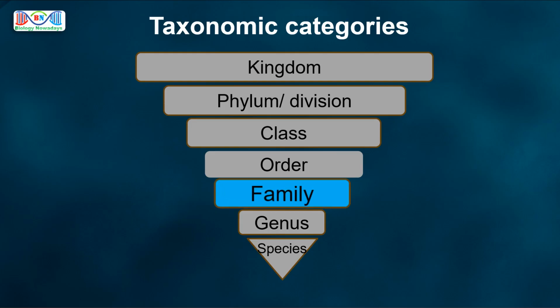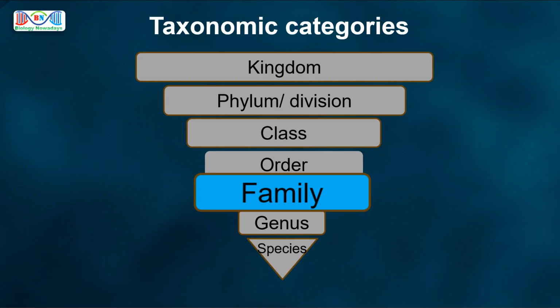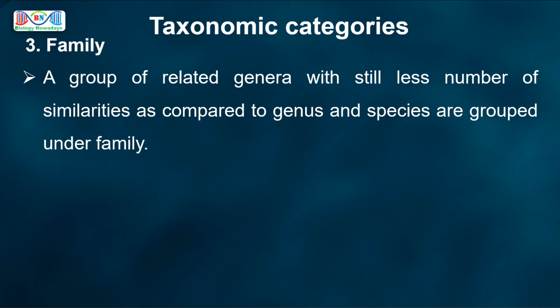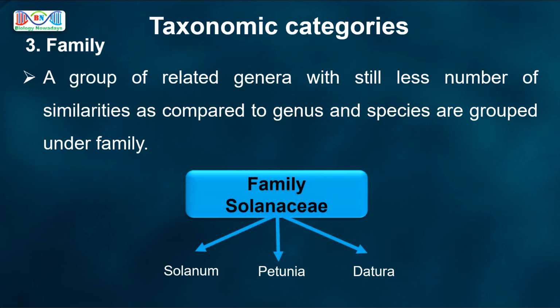Next higher category is family. A group of related genera with still less number of similarities as compared to genus and species are grouped under family. Among plants, for example, three different genera, Solanum, Petunia, and Datura, are placed in the family Solanaceae, otherwise called the nightshade family. Solanum, Petunia, and Datura share some common morphological characteristics to be included in the Solanaceae family.